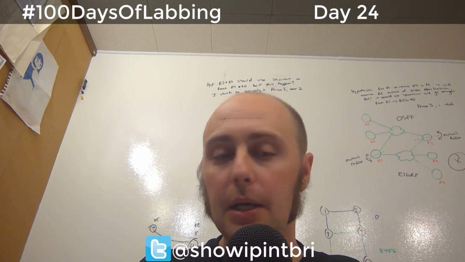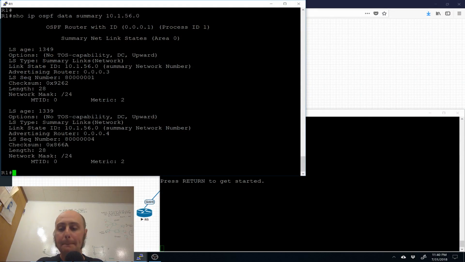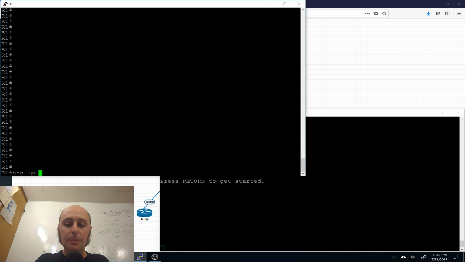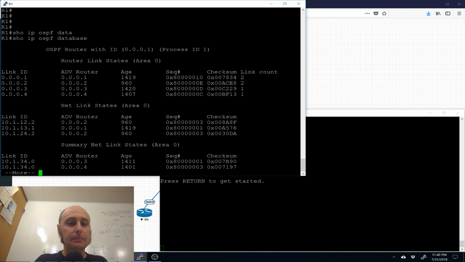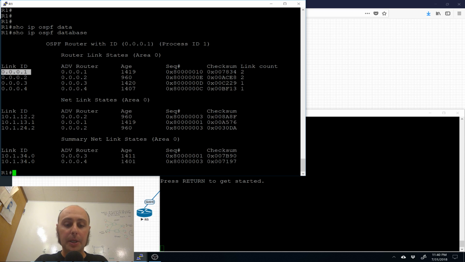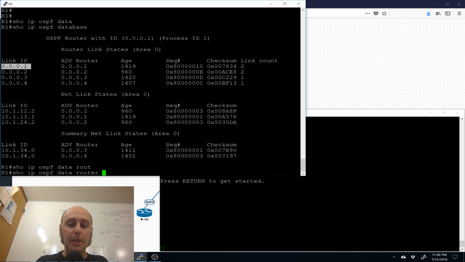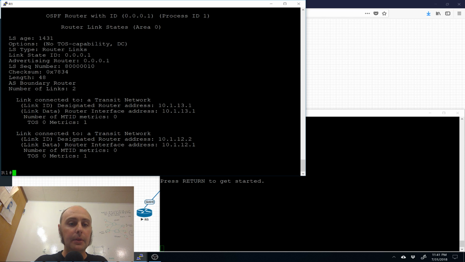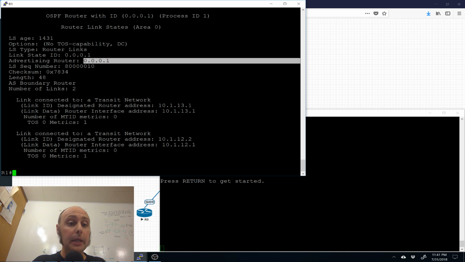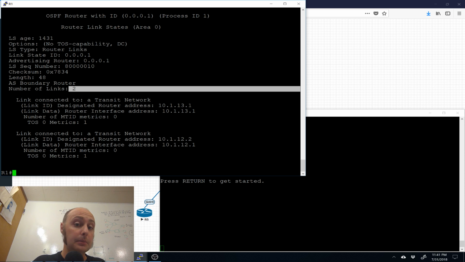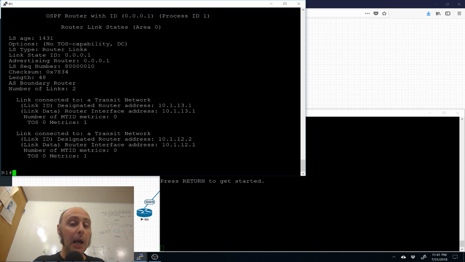So let me put myself over here. Okay, show IP OSPF database. The first thing I'm going to do is take a look at the router LSA for myself. Show IP OSPF database router, and paste that one in. It's my router ID. What this is showing me is that router 1, which is my router ID, has 2 links. And here's my IP address and the IP address of the DR on the segment.